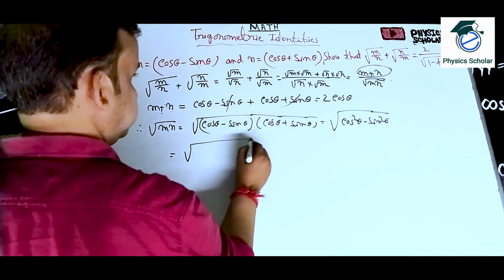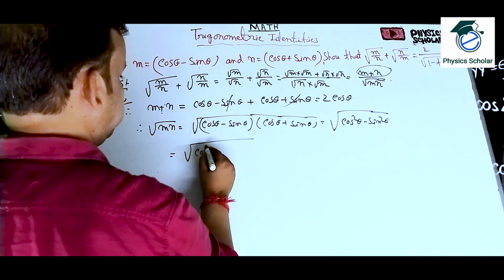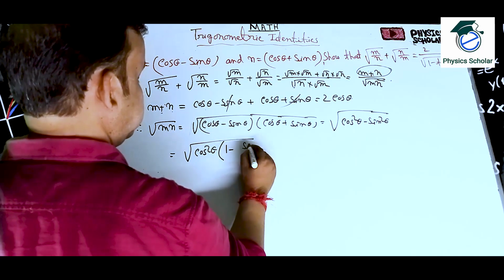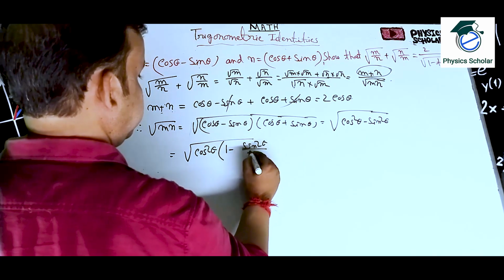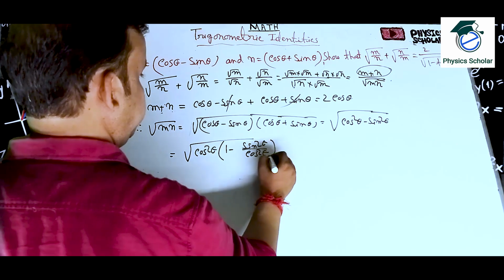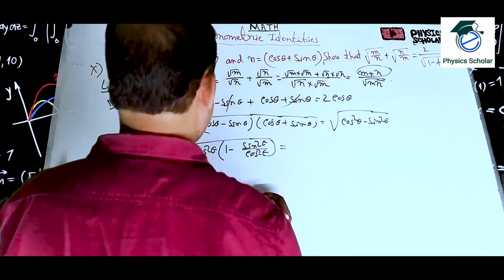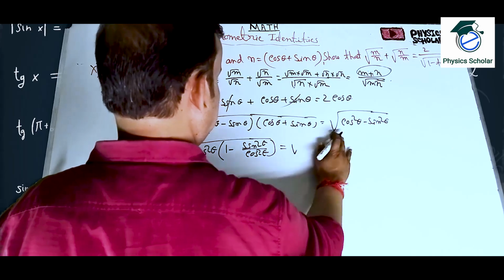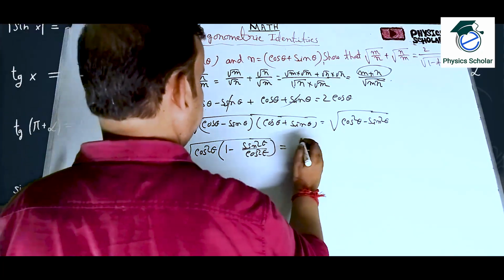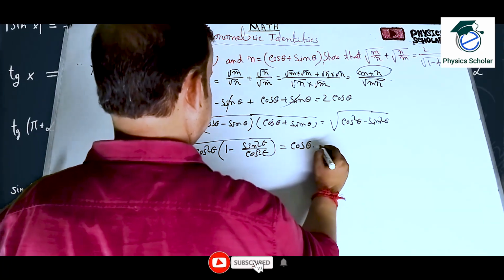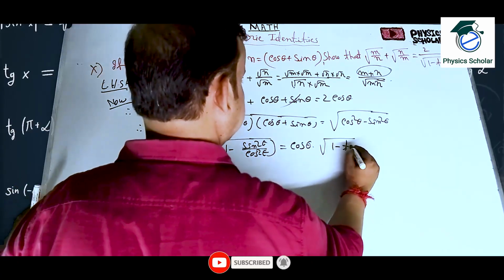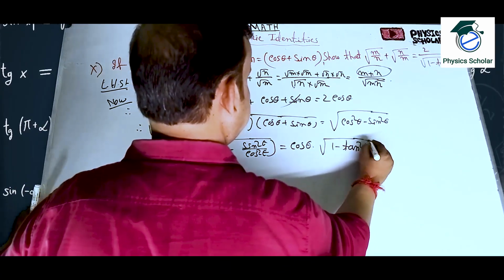Now take cos square theta common. Clear? So that means 1 minus sin square theta by cos square theta, because we have to bring tan. It is equal to root over, so cos square theta will come outside. So it will be cos theta into root over 1 minus sin square by cos square, which means tan square theta. Clear?